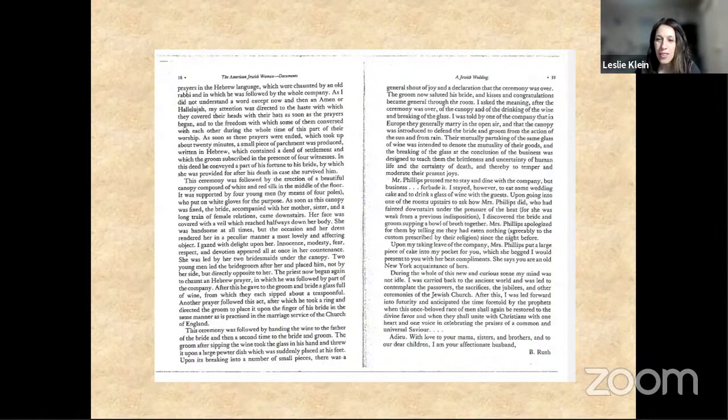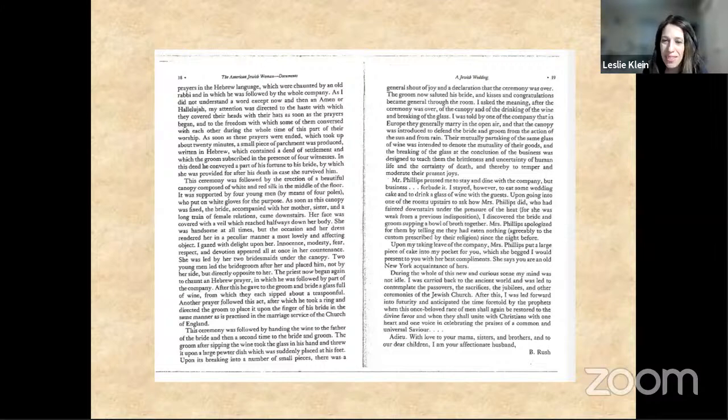So Dr. Rush has to leave, but he wants to go check on Mrs. Phillips, who had passed out during the ceremony from the heat. He says that she was weak from a previous indisposition. Historians think she was probably pregnant, and that's why she passed out.